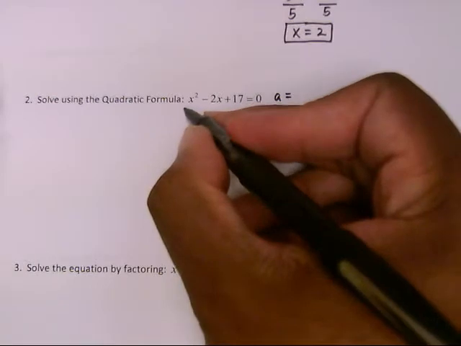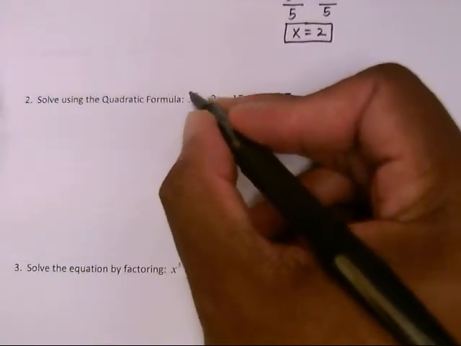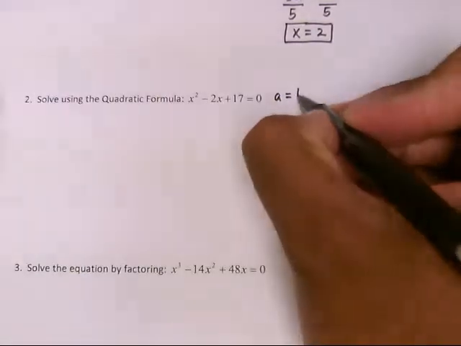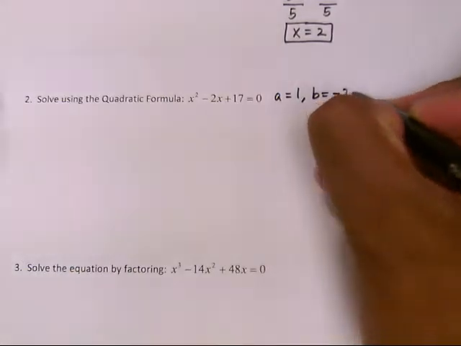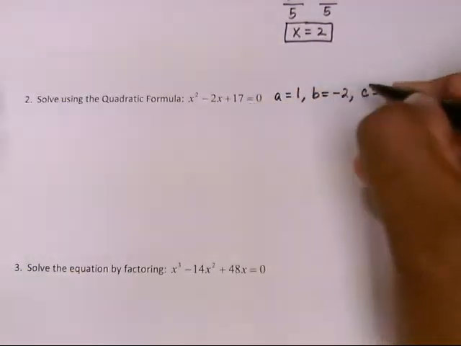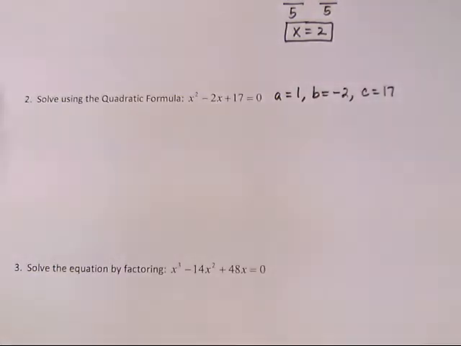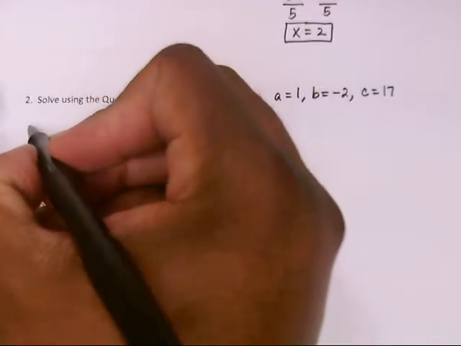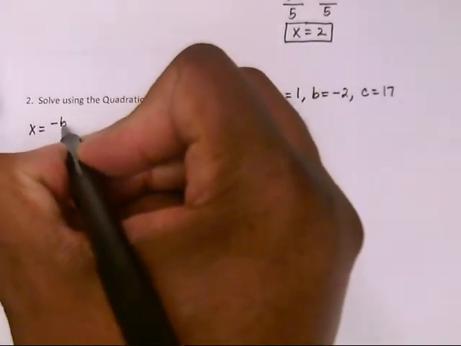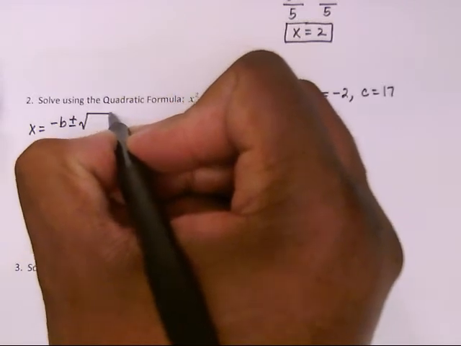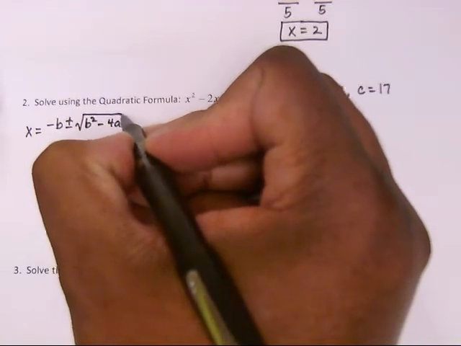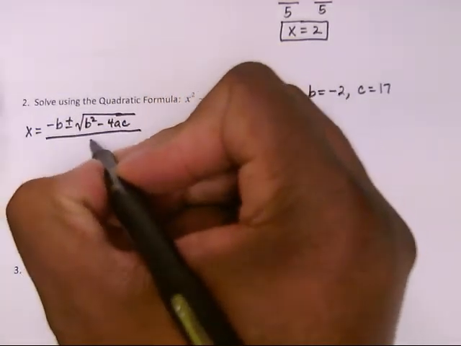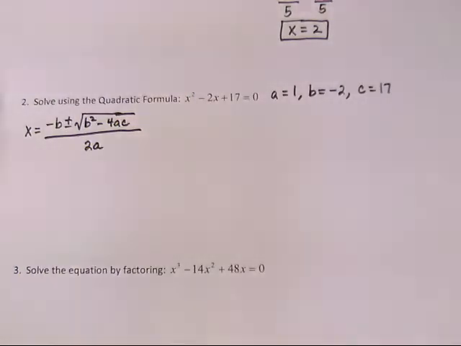Your a is the coefficient of your x squared term, and that's an understood 1. The b is the coefficient of x, negative 2. Your c is the constant term, 17. Now the quadratic formula is this: x equals negative b plus or minus the square root of b squared minus 4ac, all divided by 2 times a.